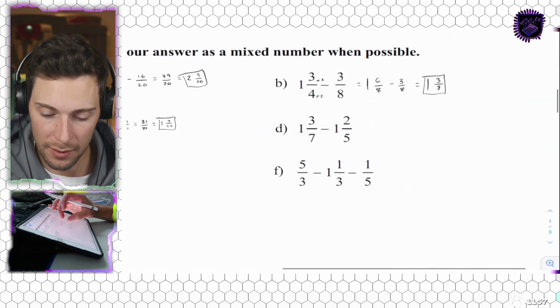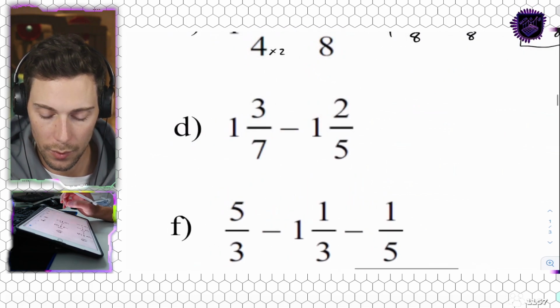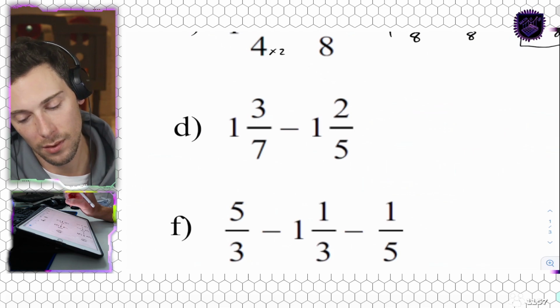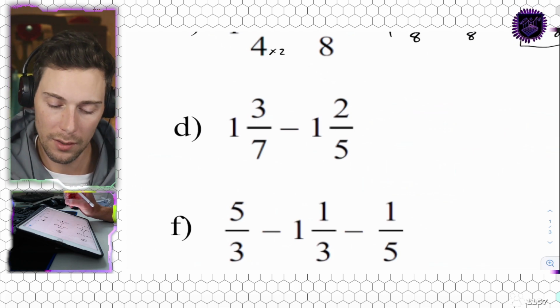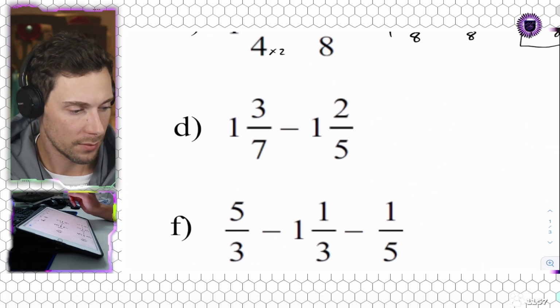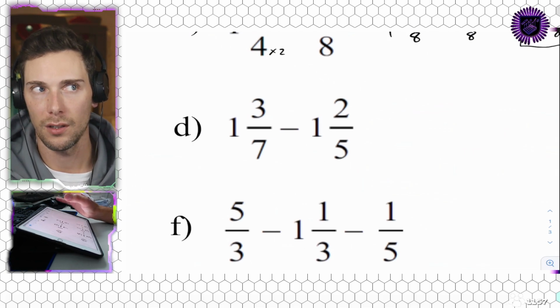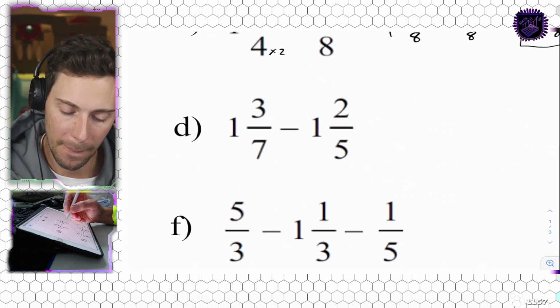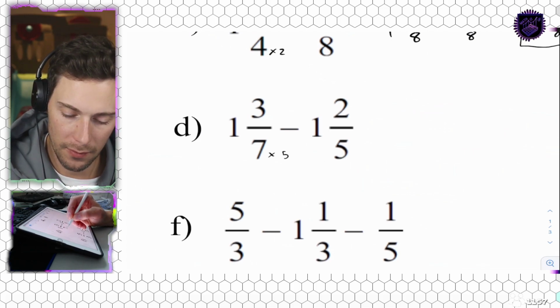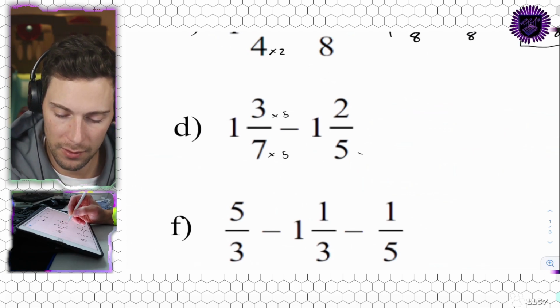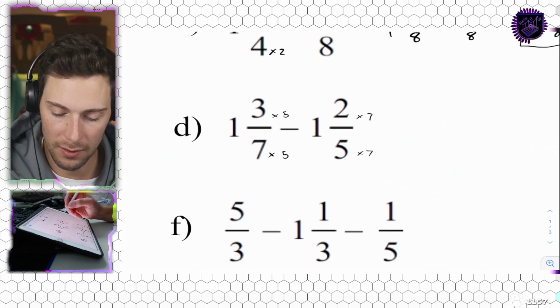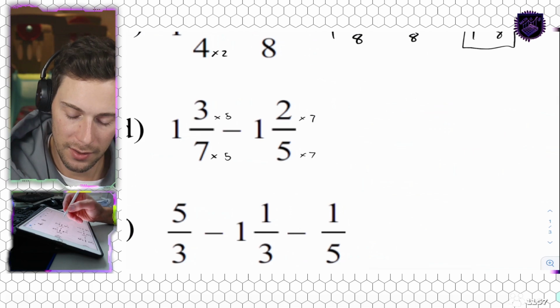Question 5D. Ooh. 2/5 and 3/7. Interesting. I feel like this is going to be really close to 0. All right. Let's not convert to an improper fraction, and see what happens. Let's cross multiply, 5 times 5, 5 times 7, 7 times 7. Yeah. There we go. I see it now.